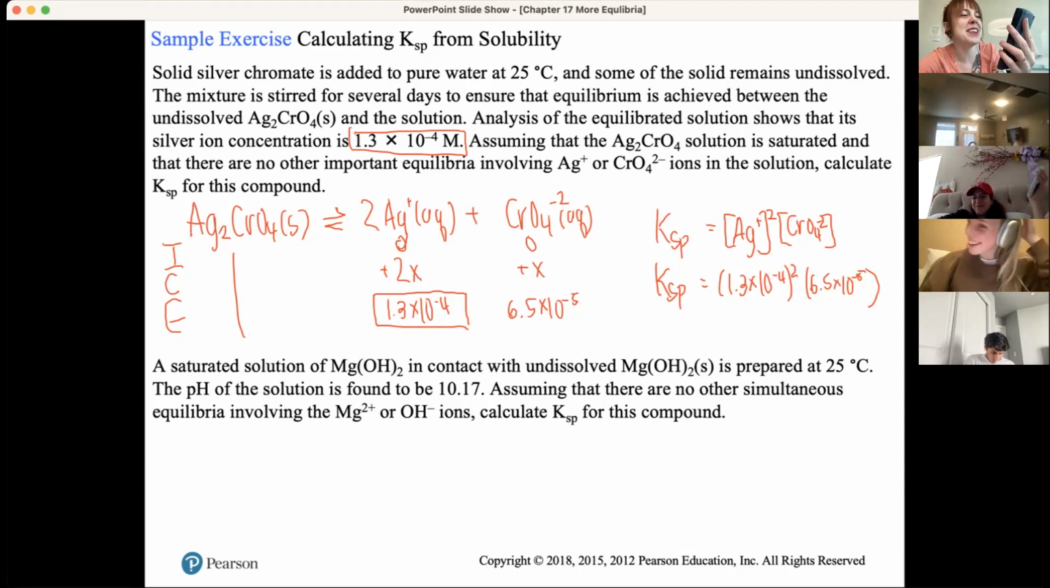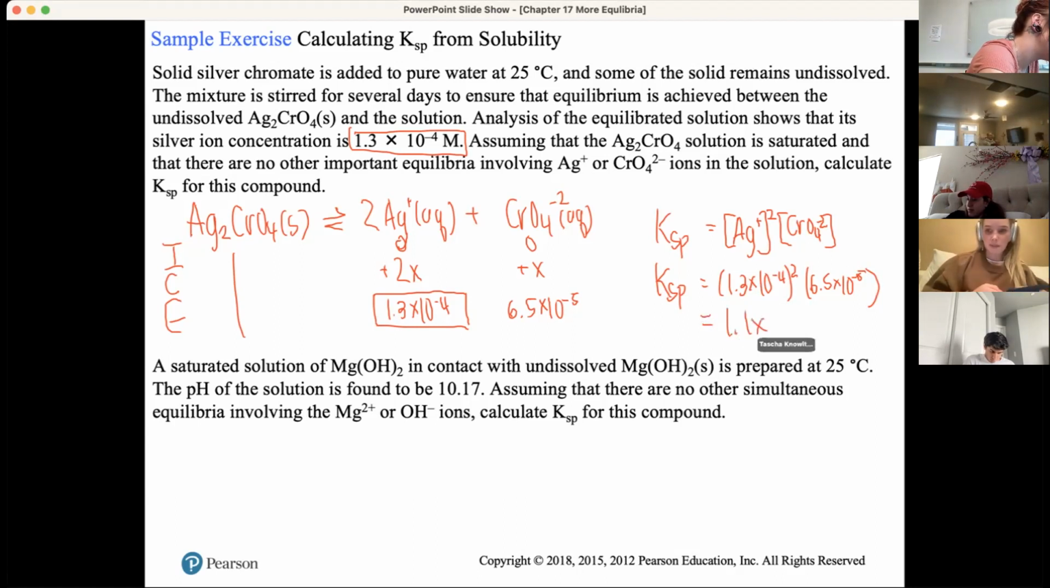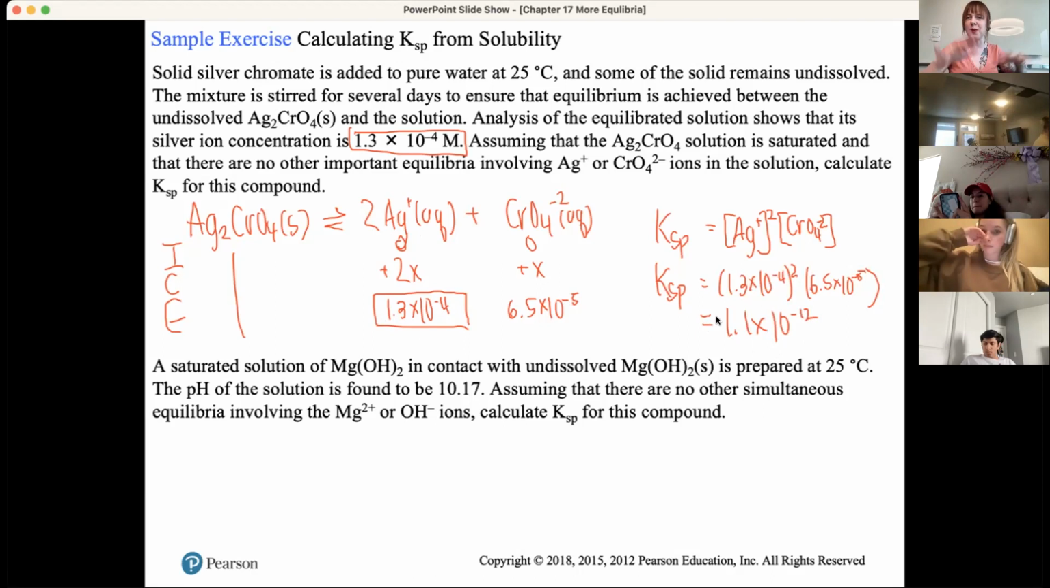Can you see it? 1.1 times 10 to the negative 12. Did you guys get that? Okay, cool. Thanks, Ellie. So Ksp is 1.1 times 10 to the negative 12. It's kind of complicated in the sense that Ksp doesn't have a whole lot of meaning, because which thing has what concentration? If this was a 3, then silver would be super impacting the Ksp value and it would be even more. So Ksp is not a super good indicator of solubility in the way that acid-base was.